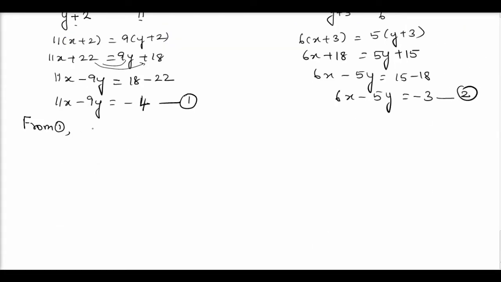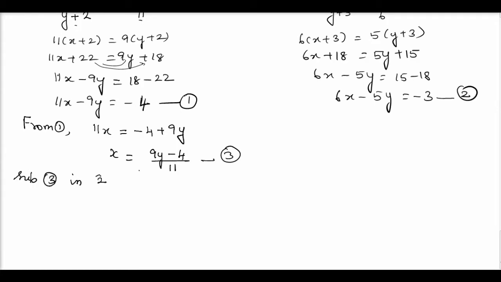From equation 1, let's try to rearrange this equation as 11x equal minus 4 plus 9y. So that I write x equal, we can take the positive term first. So 9y minus 4 divided by 11. So this is my third equation. That is, I have expressed x in terms of y. Now let me substitute this third equation in second equation. So substitute 3 in 2.